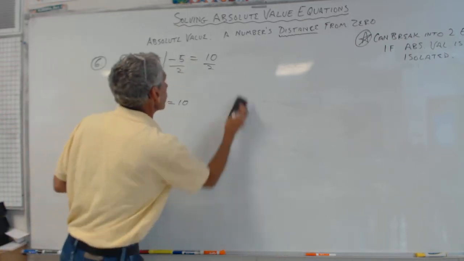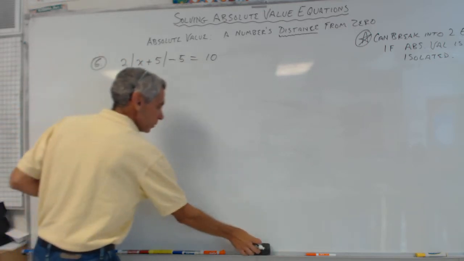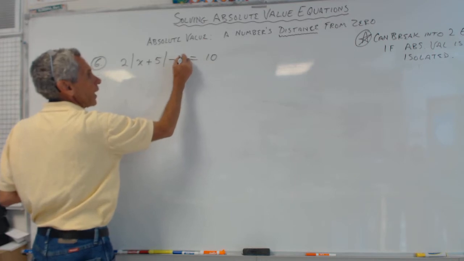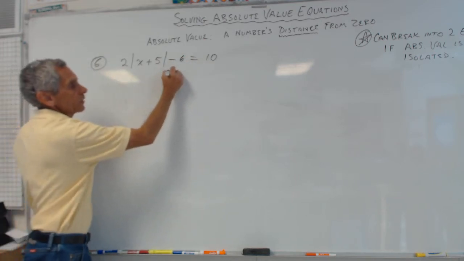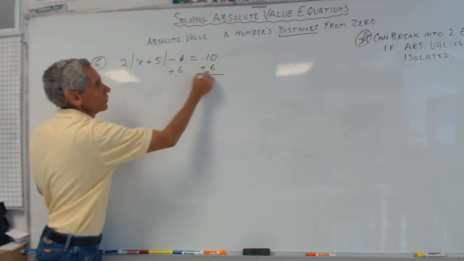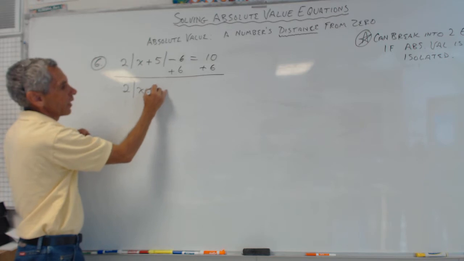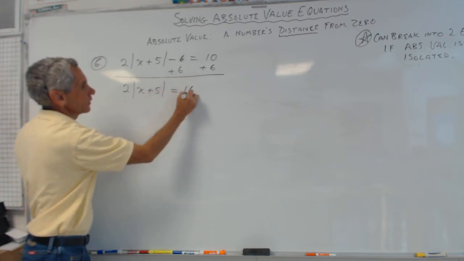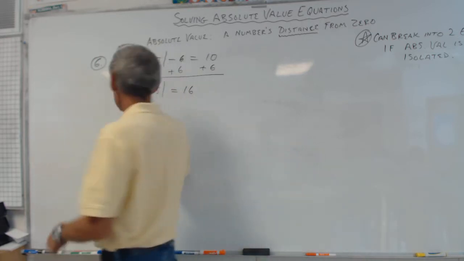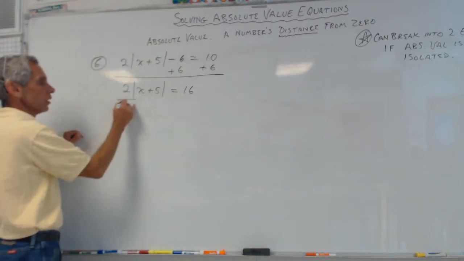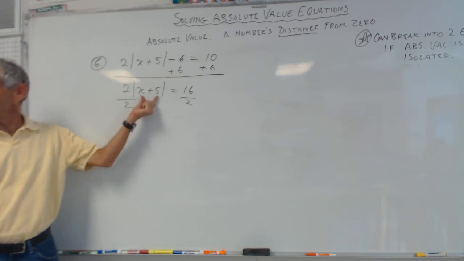So let me get it back to where it was. I'm going to get back to 16, because that's where everybody... All right, so I'm going to add 6 first. And that gives me 2 absolute value of x plus 5 is equal to 16. Now I can divide by 2, right? Because 2 goes into 16. So I'll divide by 2, divide by 2. And you realize why I don't have to divide this by 2, right?